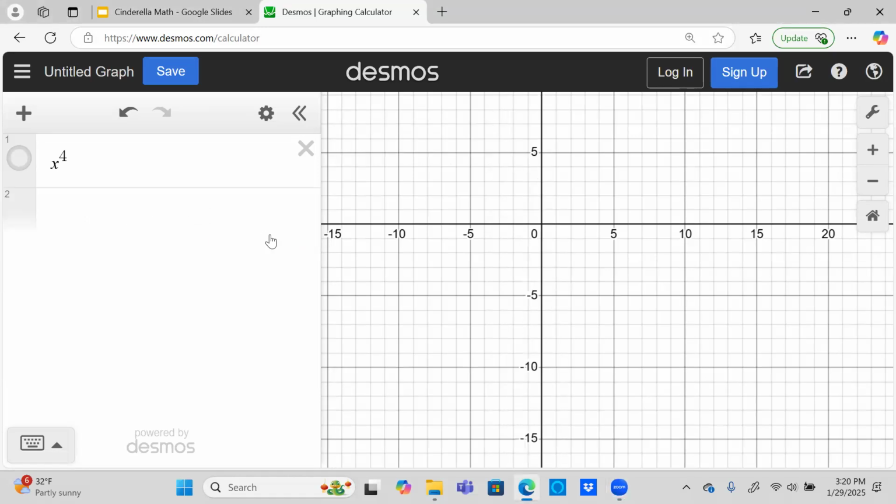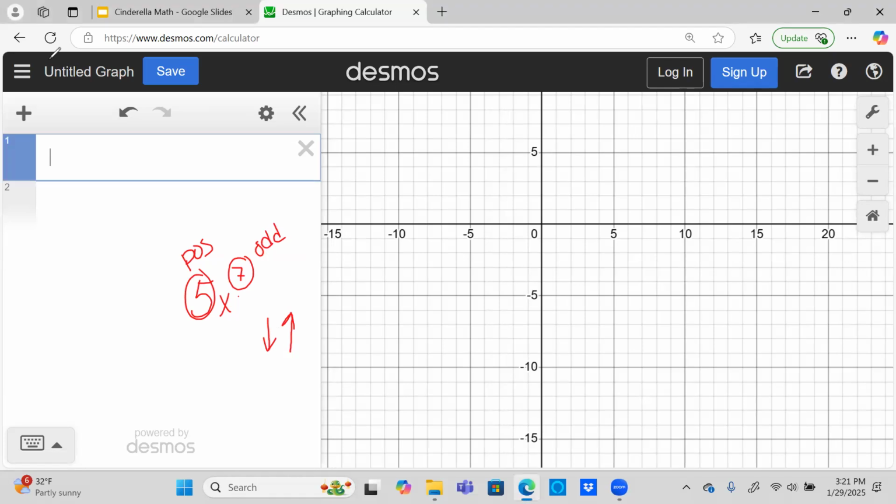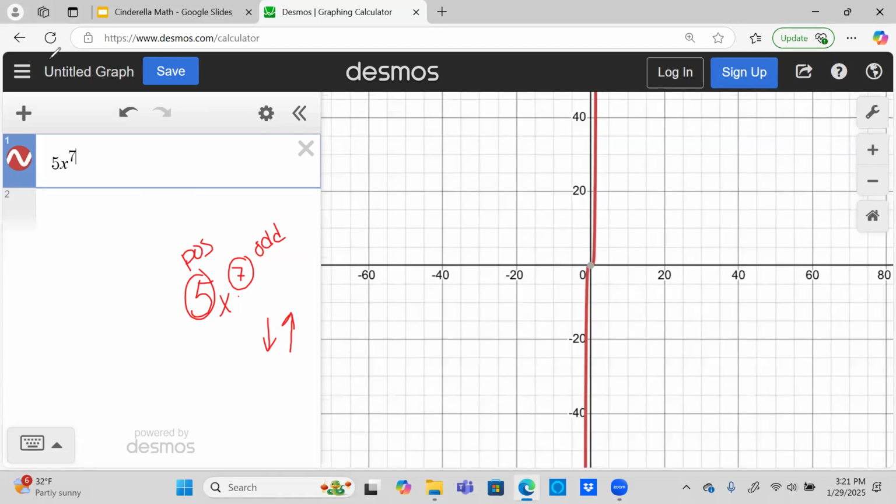Here, let's just do one other thing. Like before putting eyes on it, what about 5x to the 7th? It's odd with a positive power or positive leading coefficient. Honestly, the coefficient doesn't even matter. Since it's odd, it's going to go up in one way, down in the other. So you're not going to have an absolute extrema. Let's graph it and see if my hypothesis is correct. Yeah. See, up forever, down forever, no absolute.